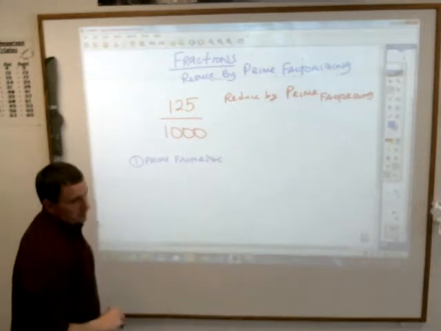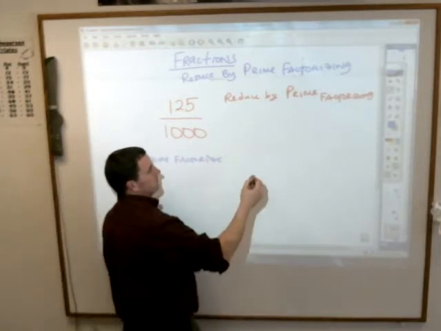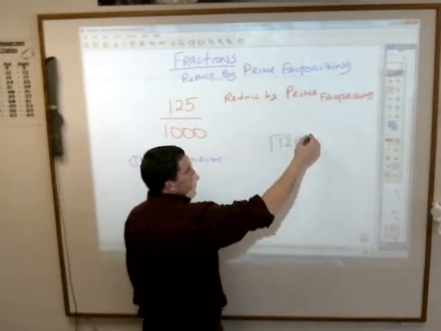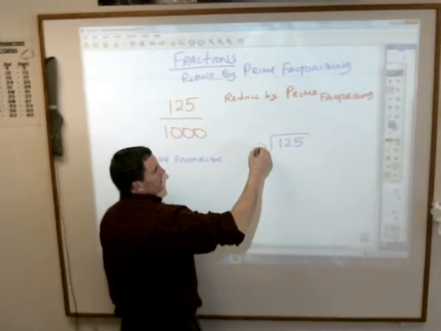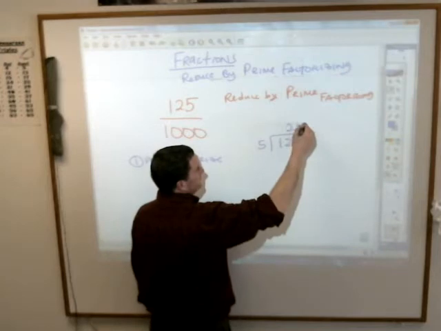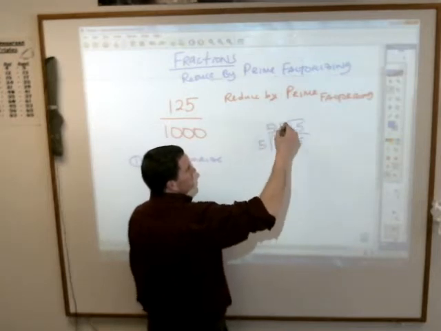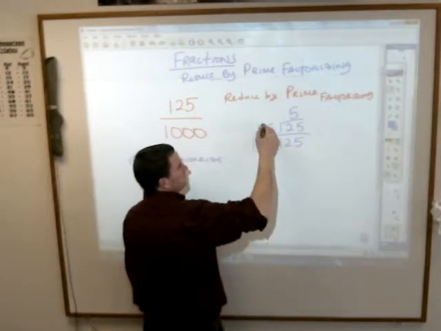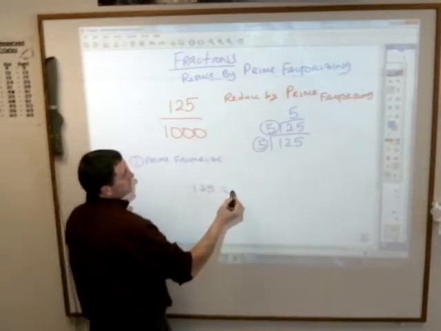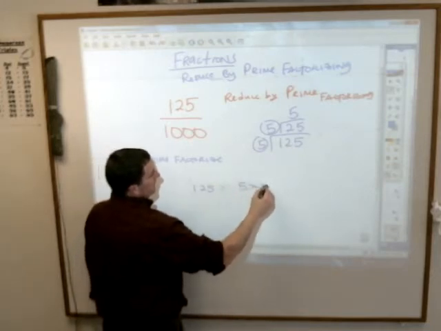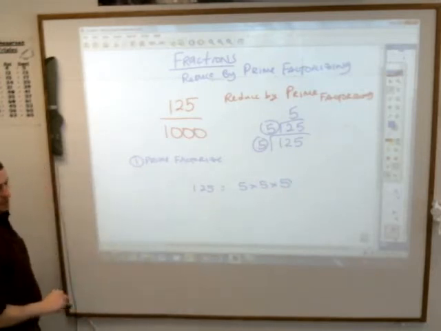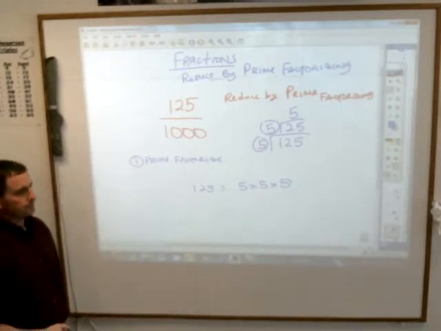Now, it's up to you if you like the tree thing, if you like the product or division by primes, whatever one you like. Let's do 125. I'll do division by primes just because 5 goes into that how many times? Somebody say 25? Sure. 5 goes into 25 5 times. So, here's the deal for the first one. 125 equals 5 times 5 times 5. Stop me there if that's confusing you. It's nothing new. We've done that before.